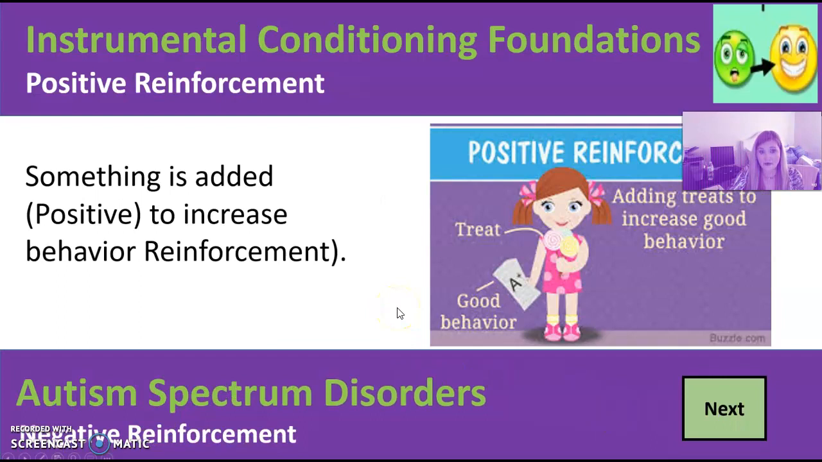An example for this is something is added, which is positive, to increase the behavior, which is the reinforcement. The example I gave here was the student has a good grade, which is good behavior, and in return she gets a treat. It's an added treat to increase the good behavior, and the behavior keeps coming. It increases the behavior, which is positive reinforcement.